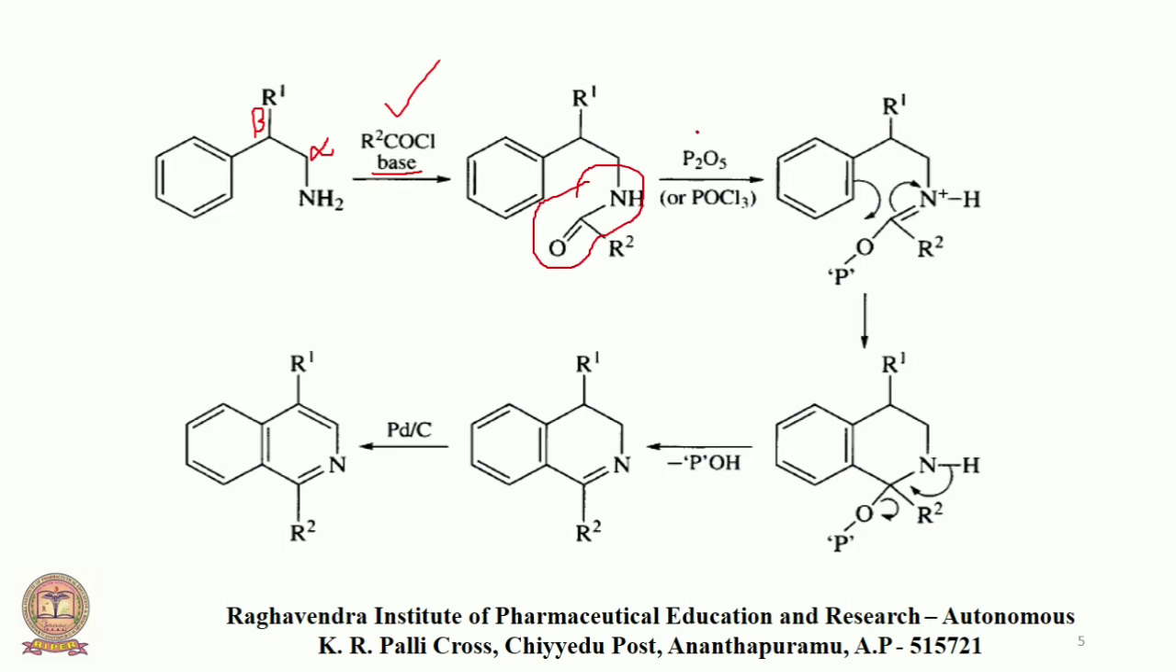It then undergoes cyclization in the presence of phosphorus pentoxide P2O5 or phosphorus oxychloride. With the electron shifts you can see the cyclization happening, and by removal of phosphorus with the OH group we see the formation of the derivative, 3,4-dihydroisoquinoline. The hydrogens at the third and fourth positions are removed by dehydrogenation in the presence of palladium and carbon, giving the isoquinoline derivative. So this is the Bischler-Napieralski synthesis.